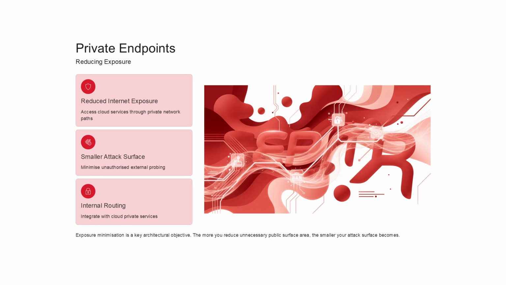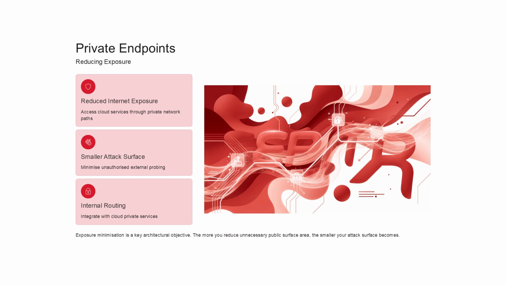In cloud environments, many services can be exposed publicly by default. Public exposure increases risk surface. Private endpoint architecture allows you to access cloud services through private network paths instead of public internet endpoints. This reduces internet exposure, attack surface, unauthorized external probing.